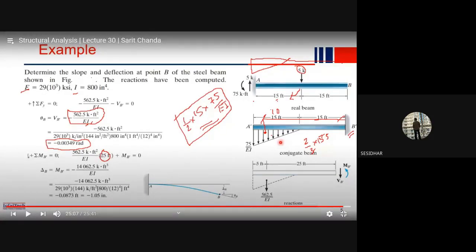Yes, sir. Earlier we were using the double integration method. Now we are using the conjugate method. In this, we will convert the bending moment into the M by EI method. What is the M by EI method? Can you just explain the method quickly? What exactly do you have to do?